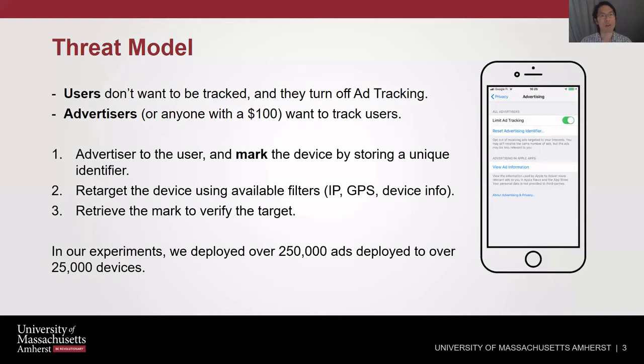So our method of tracking without ad IDs is to advertise to the user, mark the device by storing a unique identifier on the device using this web storage feature, and then retarget the devices using available filters such as IP, GPS, and so on, and then retrieve these marks to verify that once you retarget the device, it's actually the person you're trying to track. In our experiments, we deployed over 250,000 ads to over 25,000 devices.